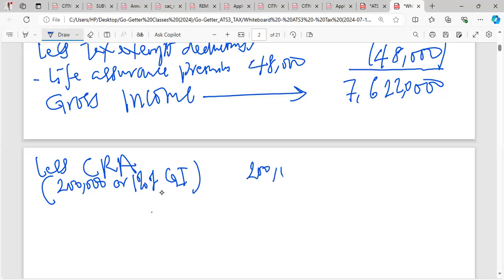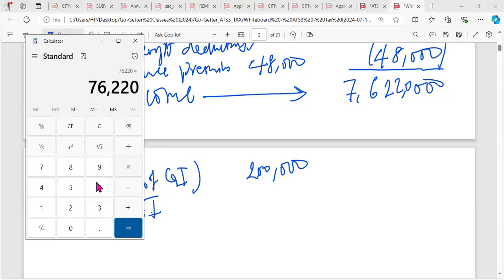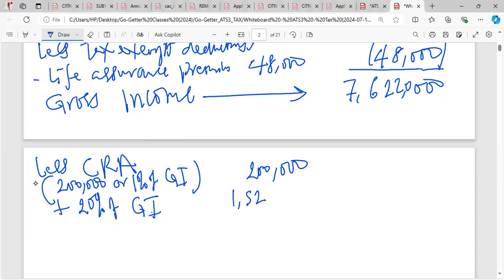This is 200,000. You now say plus 20% of gross income. So what do we do here? This is the gross income here. Let's look for 20%. You say times 20 divided by 100. This is going to give me 1,524,000. When you add these two, it will give you 1,724,000. Now this is your CRA which you are going to remove.